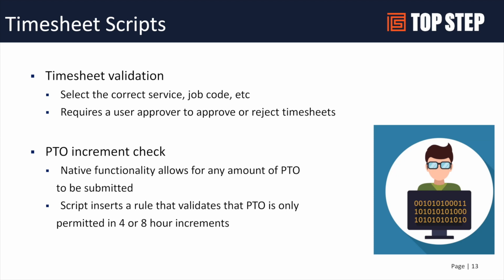And then we've also had customers that wanted to have a limit to the increments to which PTO can be requested. So as you know, I can say I want to request 30 minutes or an hour of PTO. There's no minimal PTO requirement in OpenAir if you're using the schedule requests. Some customers don't allow their end users to select anything but a half a day or a full day. And so we've put in some scripts for some customers to enforce 4 or 8 hour increments for their time off.